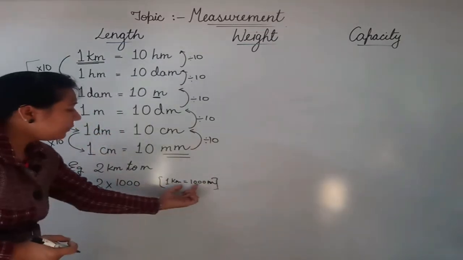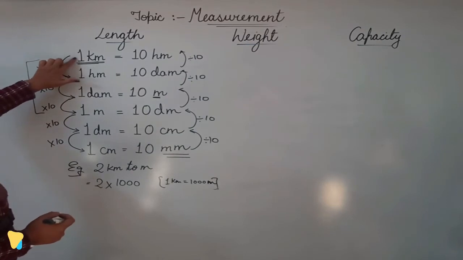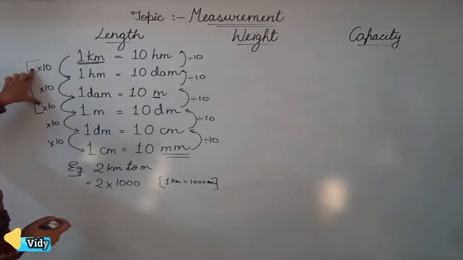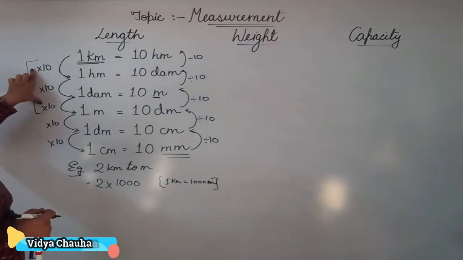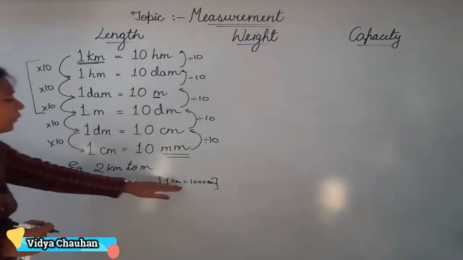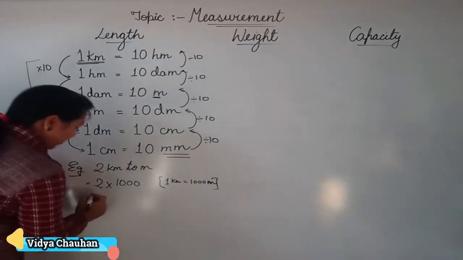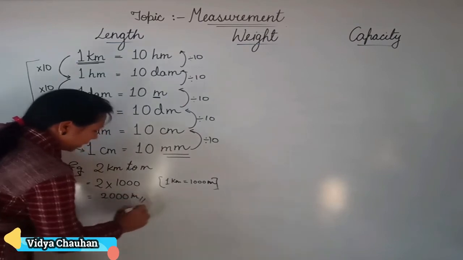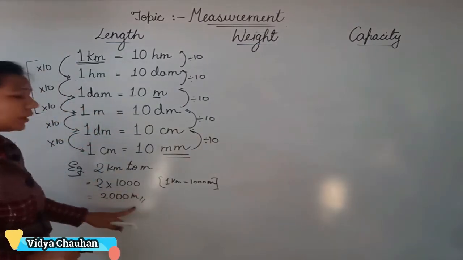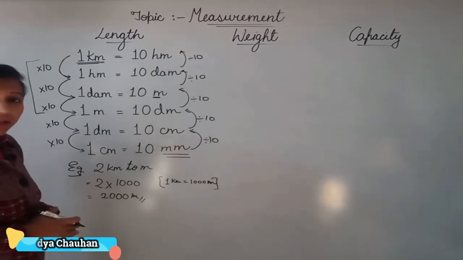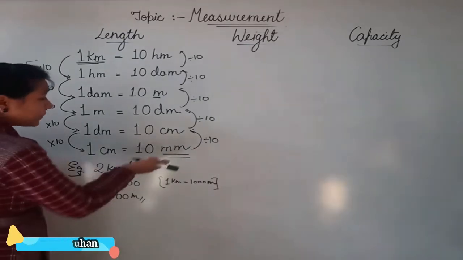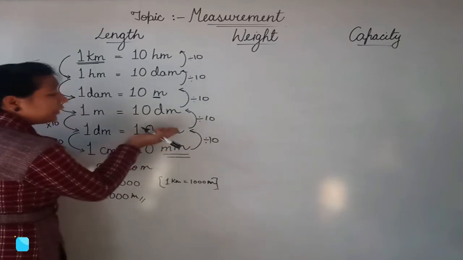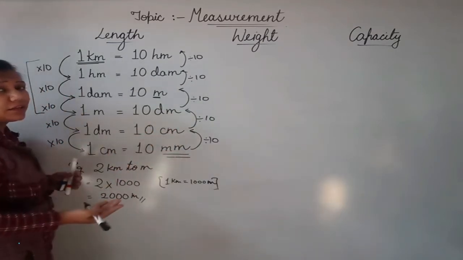How did this conversion come up? By this method. From 1 kilometer to 1 meter, how many 10s are there? 3 times 10 is there. 3 times 10 means 1000. So when you multiply it up here, you will get 2000 meter. That means 2 kilometers is equal to 2000 meter. Clear, students?